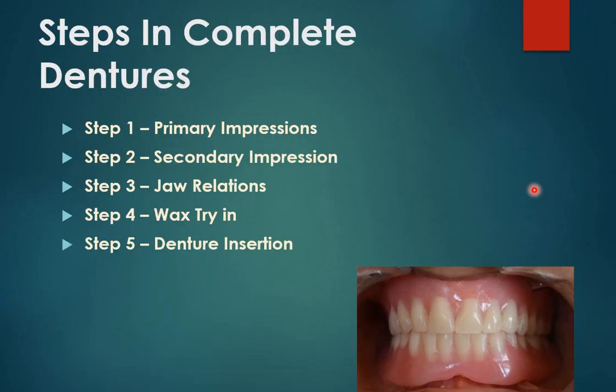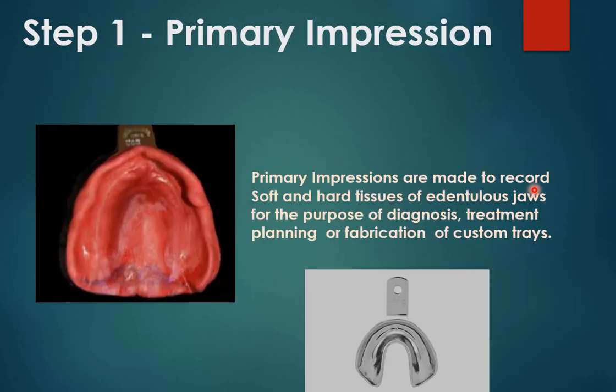So what are the clinical steps in complete dentures? There are 5 steps in fabrication of complete dentures and there are 5 clinical steps. Step 1 is the primary impression. So what are primary impressions? Primary impressions are made to record the soft and hard tissues of the edentulous jaw for the purpose of diagnosis, treatment planning or fabrication of custom trays.